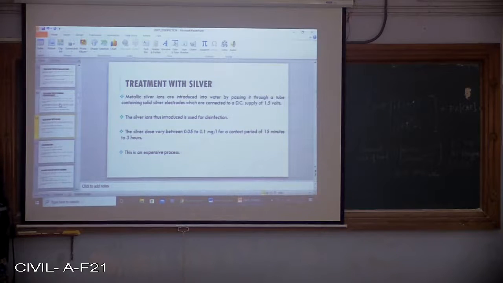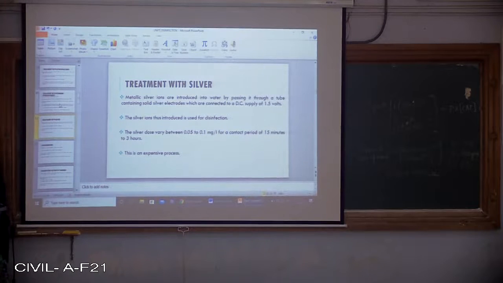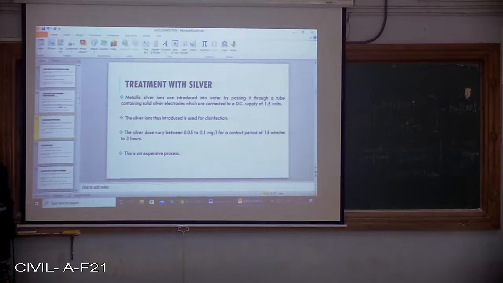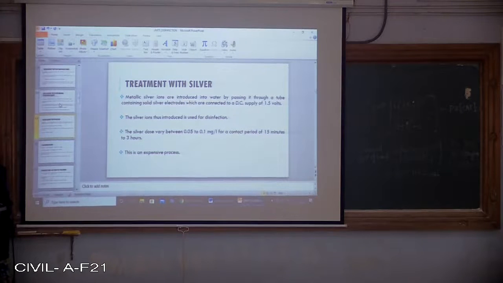So, treatment with silver. This is the last method, I think, we can go through. Metallic silver ions are introduced into water by passing it through a tube containing solid silver electrodes which are connected to a DC supply of 1.5 volts. This explains how the arrangement has to be made for treating the water with silver. The silver ions thus introduced are used for disinfection.